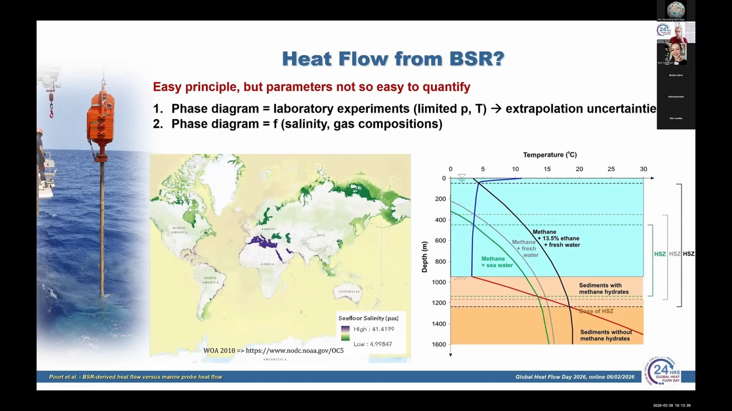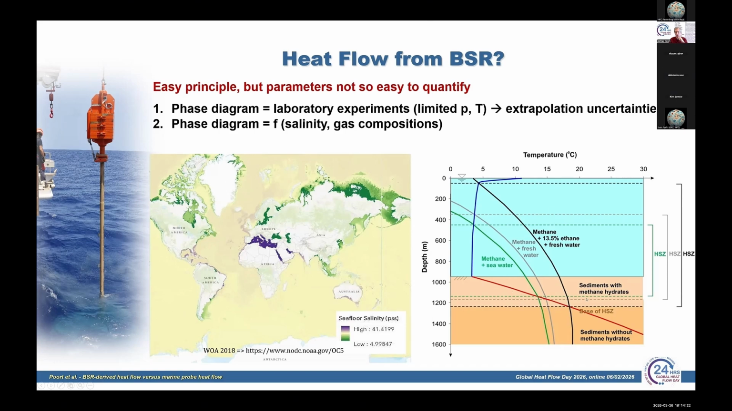The phase diagram is also a function of especially salinity and gas composition. If you see this map of the salinity of the seafloor, this is from the WOA 2018 database. Of course, in many parts of the ocean, it's quite stable. But in the areas of interest, the continental margins, you can have a strong variability of salinity. So it's very important to consider, and also to consider the difference that maybe exists in the sub-seafloor, not only the salinity from the seafloor.